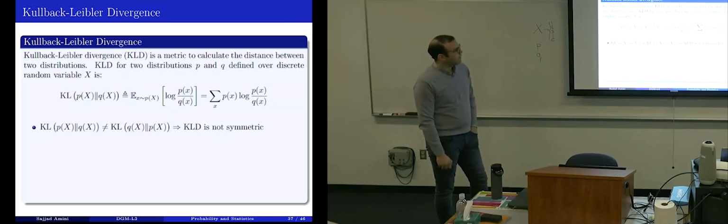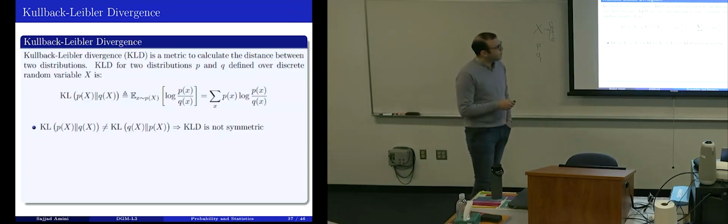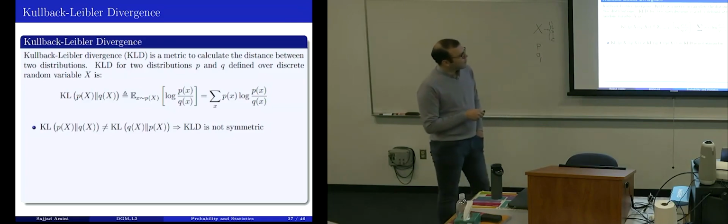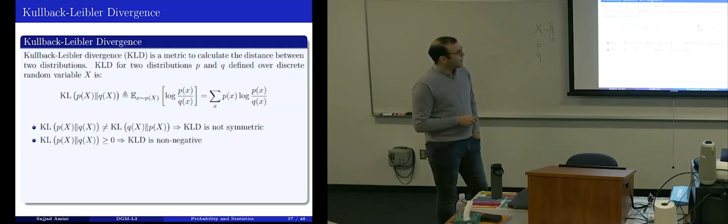The first one is that KL is not symmetric. It is very easily understood that you are sampling from one of those distributions. So if you change them, you are sampling from the other one. And it is evident that they cannot be equal. Second is that the KL divergence is non-negative, so it is suitable as a divergence. It cannot be negative.